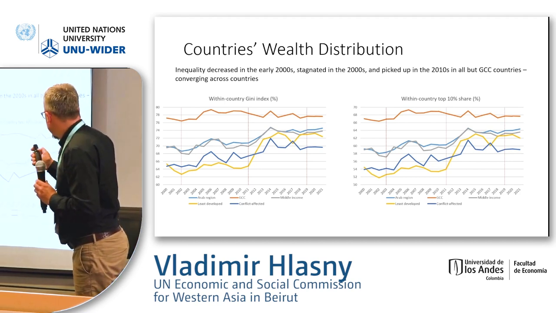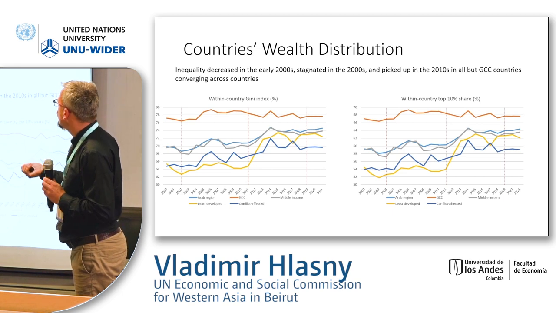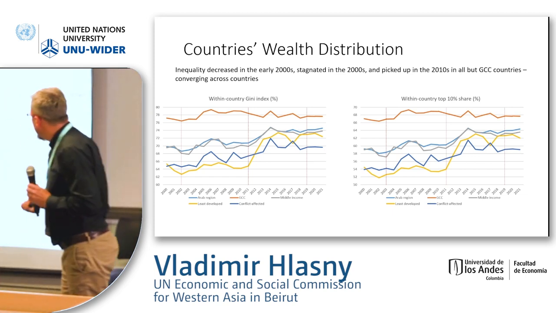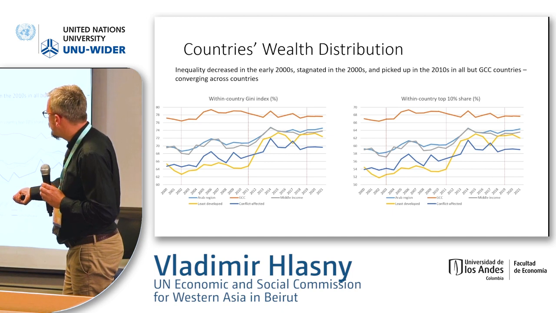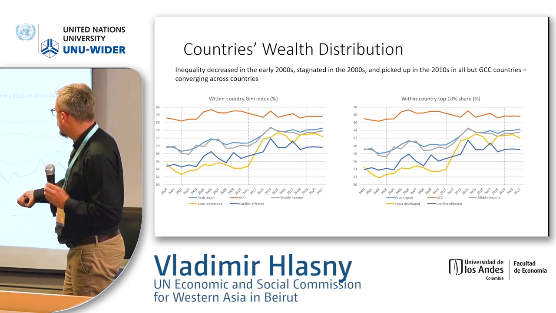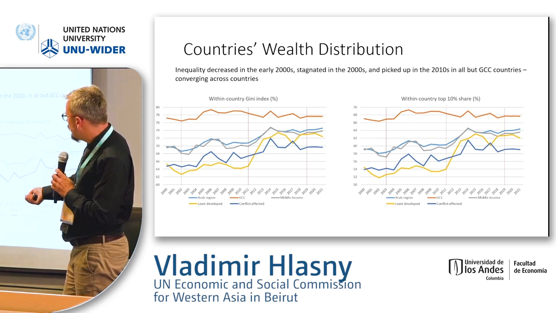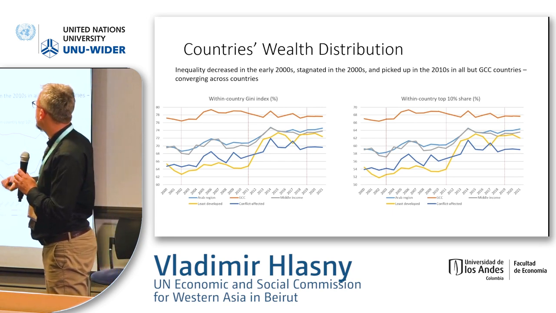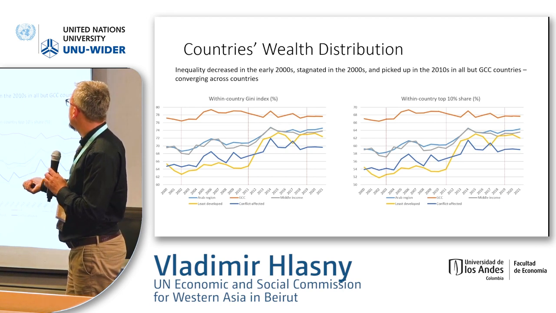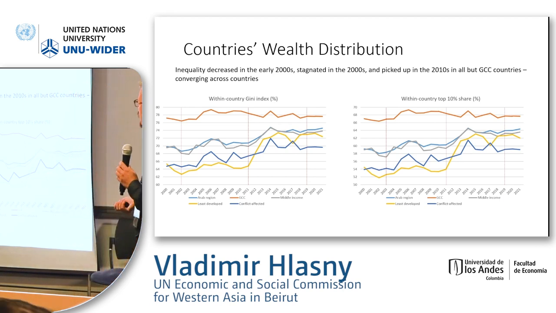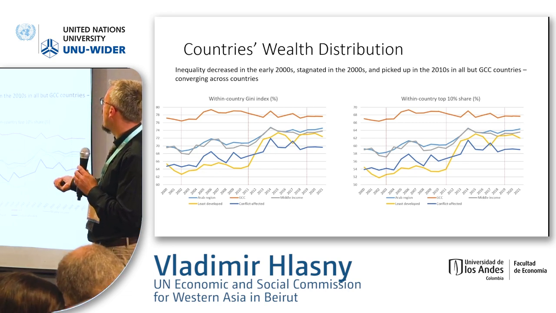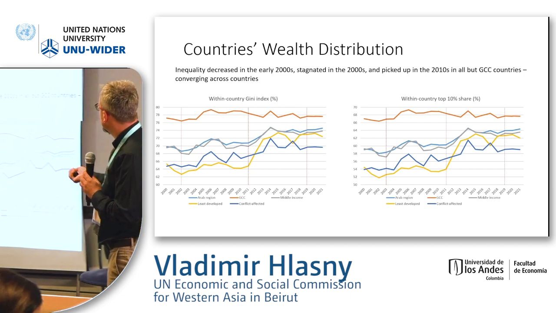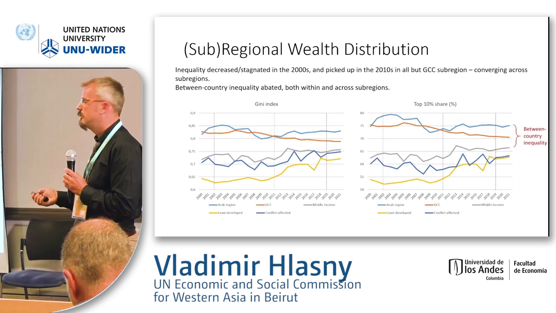Focusing on countries' wealth distribution, so only within-country inequality and ignoring between-country differences, we only have data from the year 2000 to 2021. We see a bit of a decrease in inequality in the early 2000s, then roughly stagnation or a small increase in the 2000s, and more of a picking up in the middle-income countries, least developed and conflict-affected countries in the 2010s. We see the same trend for the top 10% share of national wealth.